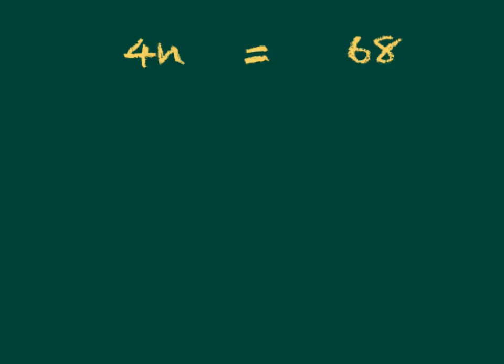So I remember that when a number is right next to a variable, I'm going to use multiplication in order to describe that expression. So we have 4 times n equals 68. Just like I've done the last two lessons, I want to use the inverse operation here. So I know if I have multiplication to start, I'm going to need to do a division in order to undo that. So what I'm going to do is divide this side by 4 so that those cancel.